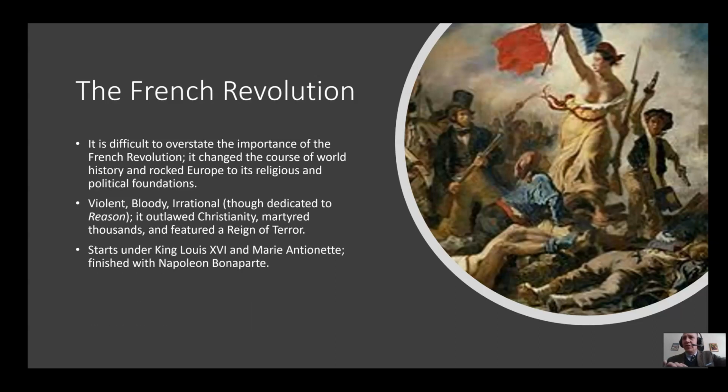It started under King Louis XVI and Queen Marie Antoinette, and finished with Napoleon Bonaparte and the war to conquer Europe and even the New World. If you know much American history, you should know that the wars of the French Revolution between Napoleon and the British Empire formed the backdrop of the first 30 years of American history. Ended up imprisoning 2 popes as well.